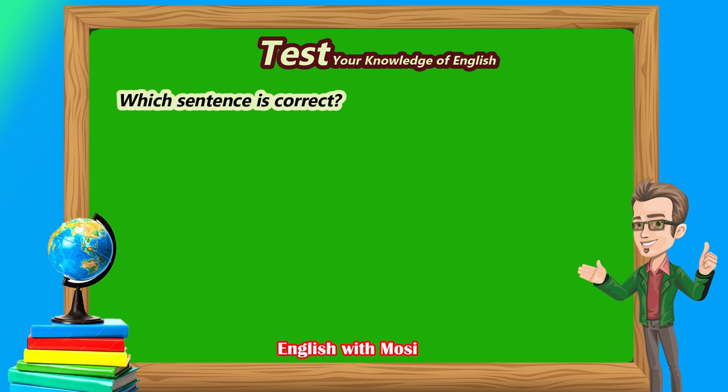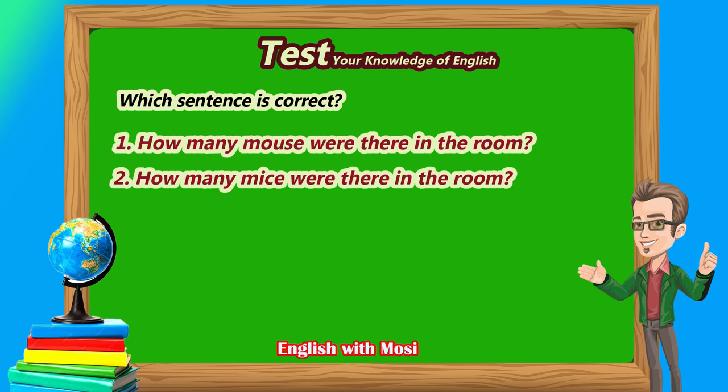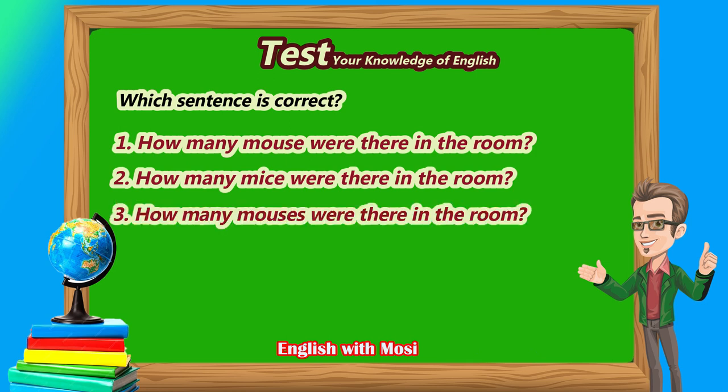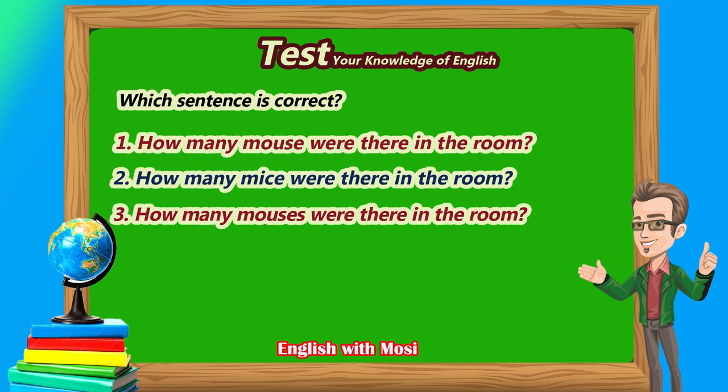Now, the next sentence is, how many mice were there in the room? How many mouses were there in the room? The correct answer is, how many mice were there in the room? Because after how many, we should use a plural noun, and mouse is an irregular noun, and the plural form of mouse is mice. So we say one mouse, two mice, three mice, many mice, and so on.